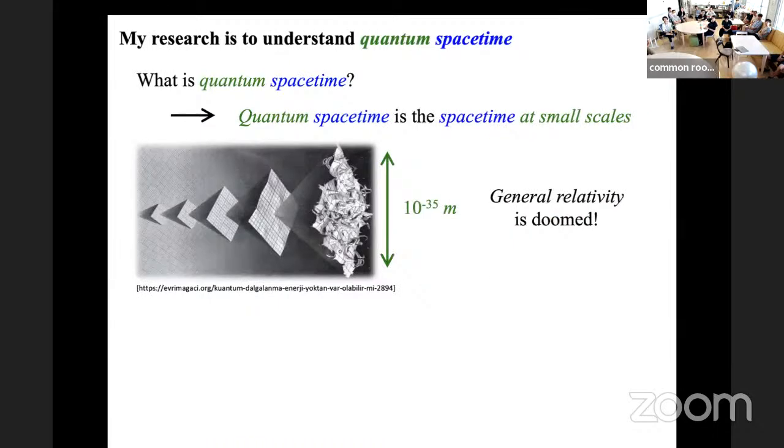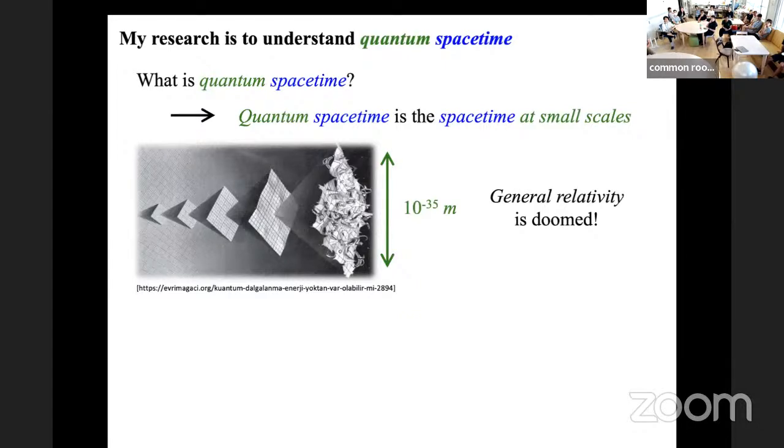And so then, what is quantum spacetime? I think I can say that quantum spacetime is the spacetime at the very, very small scales. So if you zoom in on the spacetime, smaller and smaller, at some point you can see that the structure of spacetime drastically changes. It actually fluctuates a lot because of the strong quantum effects. So in this sense, general relativity is supposed to fail to explain the structure of spacetime at the very small scale. The order is about 10 to the minus 35th meter.